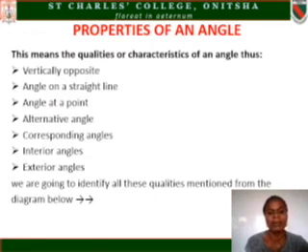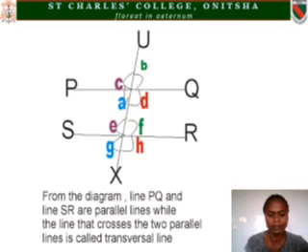Now let us look at properties of an angle. This means the qualities or characteristics of an angle. These are: 1. Vertically opposite angles. 2. Angles on a straight line. 3. Angles at a point. 4. Alternate angles. 5. Corresponding angles. 6. Interior angles. 7. Exterior angles. We are going to identify all these qualities mentioned from the diagram below.